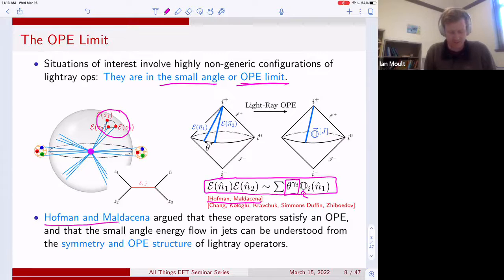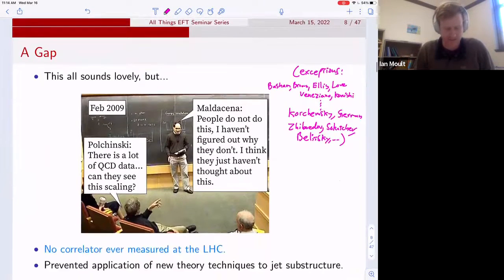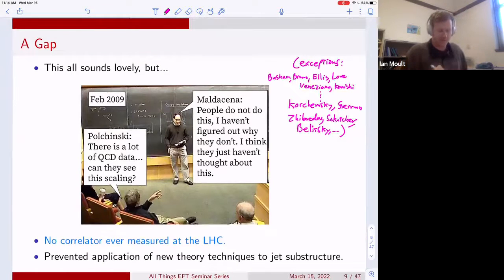And Hofman and Maldacena, in their original work, argued not only that these satisfy an OPE, but that one can just talk generically about energy flow in jets by studying the symmetry properties and the OPE structure of these light ray operators. So instead of doing calculations in terms of quarks and gluons and all that type of stuff, you can just study them from a more formal perspective by studying the operator product structure, which lives on your detector at infinity. And so this all sounds extremely beautiful, and this was proposed in about 2009.